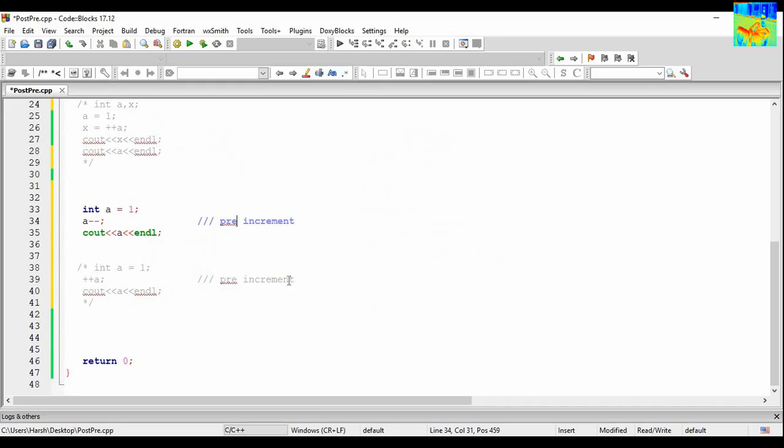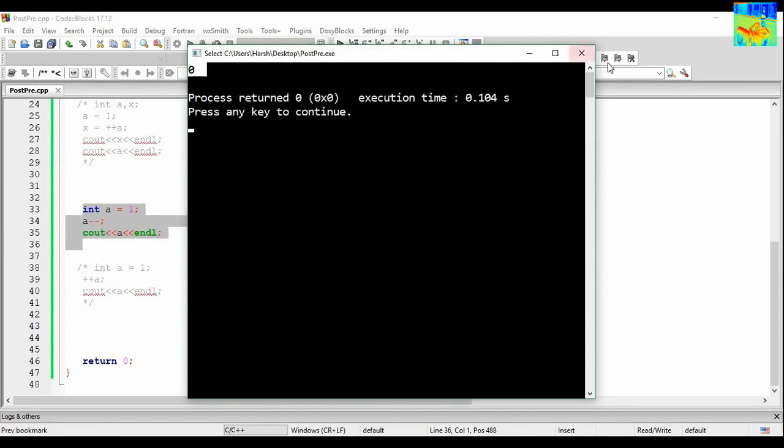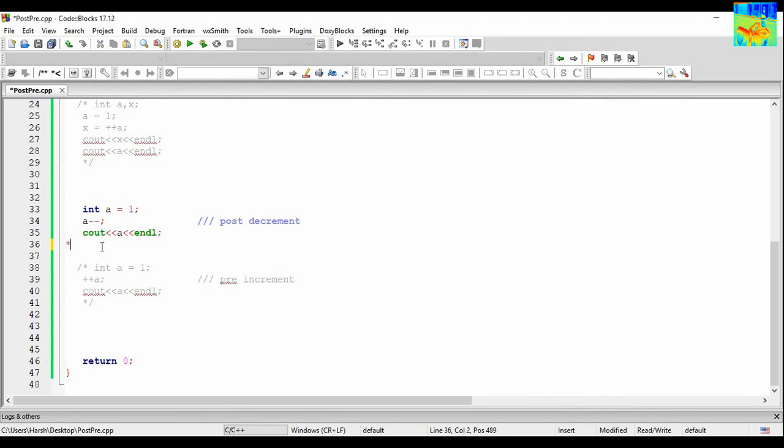So it is post-decrement. So the value of a is 1. Now the value of a is decremented by 1, so the new value of a will become 0, and then you are printing 0. So first let's run this part. My output is coming out to be 0 as expected. Now let's comment out this part and we will run this part.